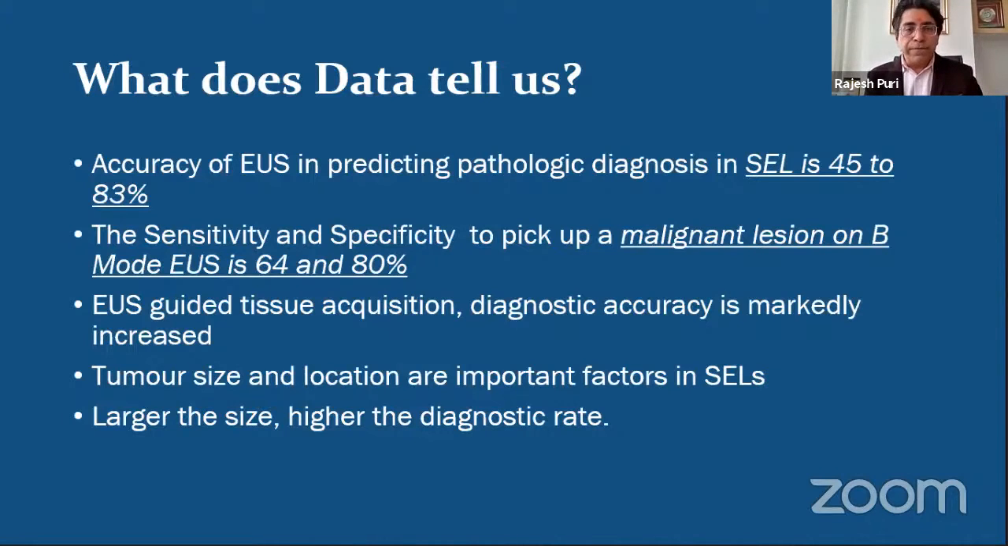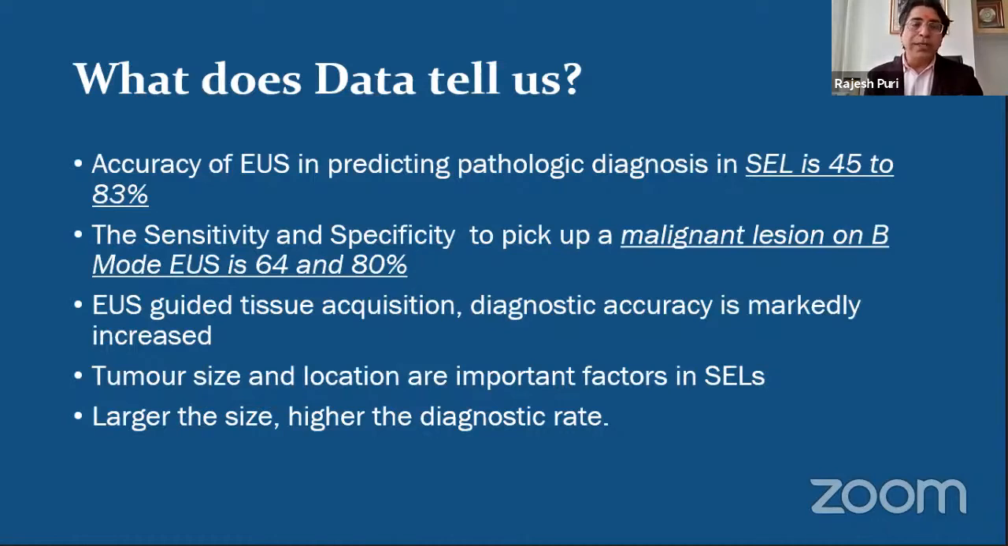So if a patient has 3 out of 5 features, then it is high probability that you are dealing with a malignant cyst. EUS-guided tissue acquisition increases the diagnostic accuracy. Tumor size and location are important factors in subepithelial lesions. The larger the size, the higher the diagnostic rate.